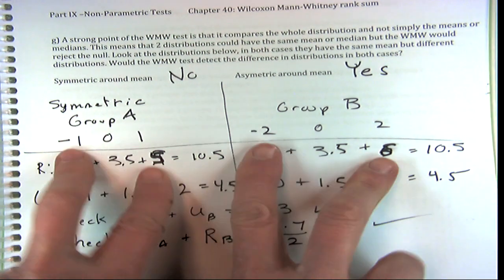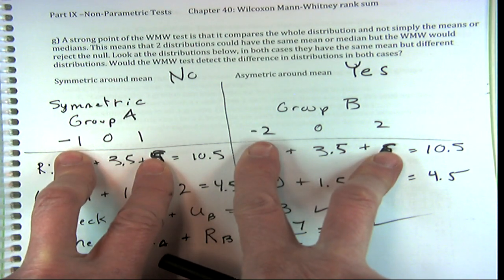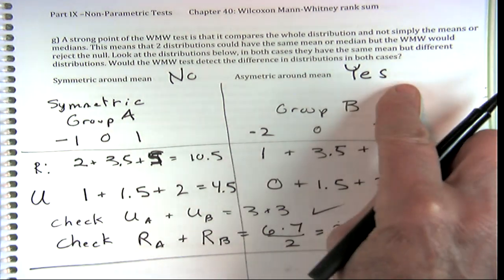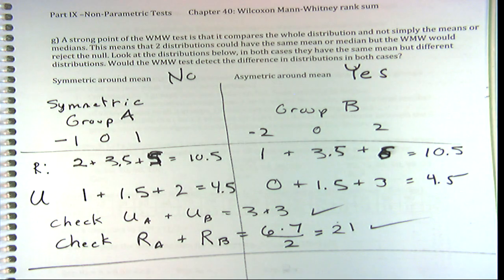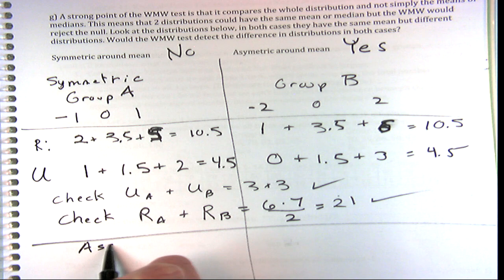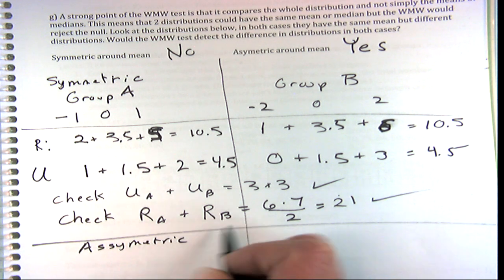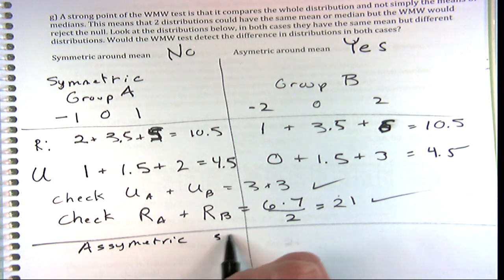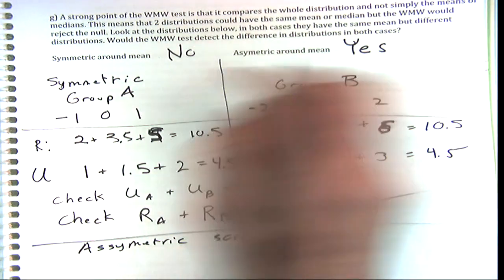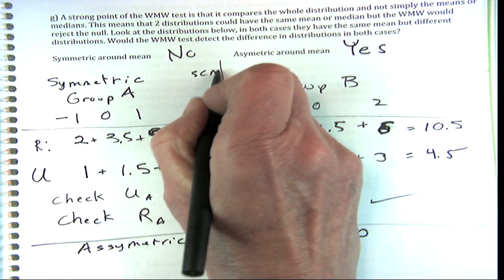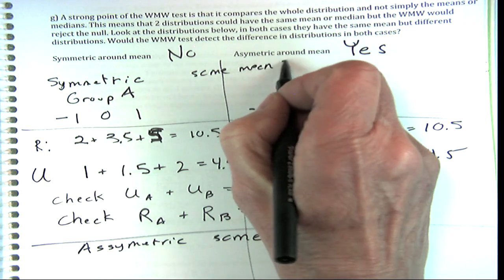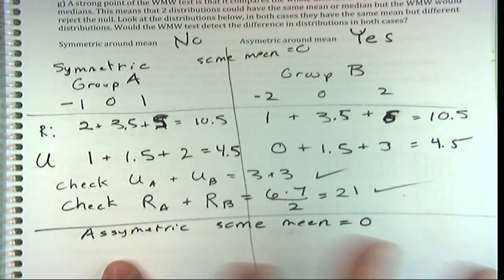But these aren't the same exact distribution. Did it detect that? No. It says they're exactly the same. So how about if they're asymmetric around the mean? Let's do the same mean of 0. So this is an example with asymmetric. Same mean equal to 0. This has the same mean equal to 0 too. Between the two groups equal to 0. But now it's going to be able to detect it.